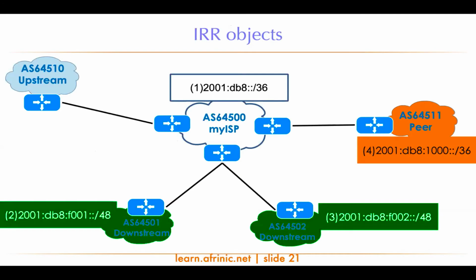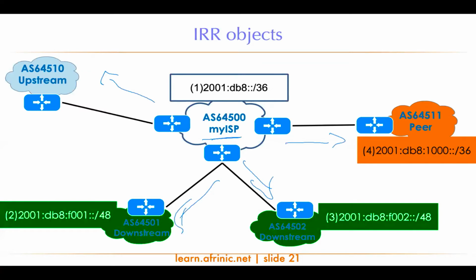Now, what are the IRR objects that we can use? This is an example of a network where you have my ISP having two customers and a peer, and it also has a transit provider. So in this scenario, what is the routing policy? What should the routing policy of, say, my ISP look like?